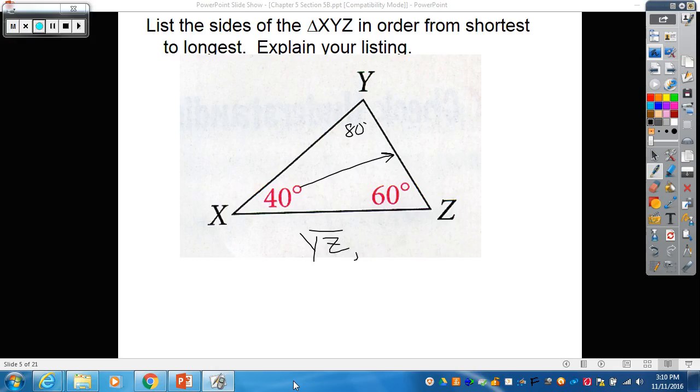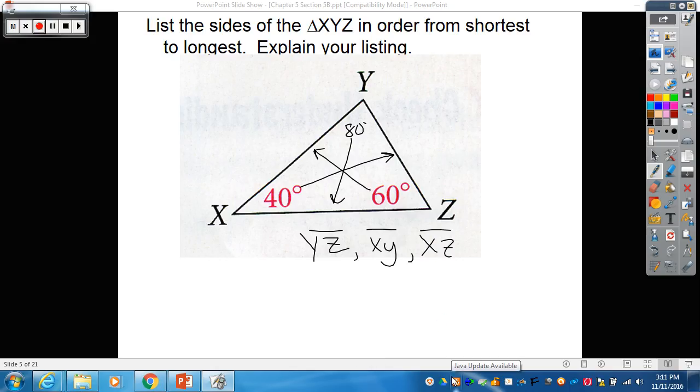If I choose my next largest angle, which would be this one, that would mean that XY would have to be my next longest side length. And then my largest angle is opposite my longest side, so XZ.